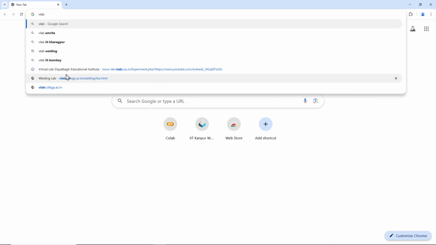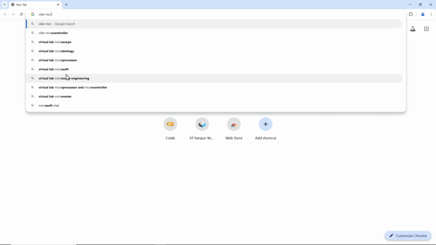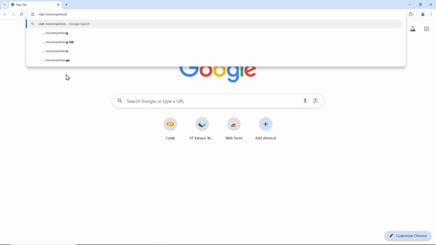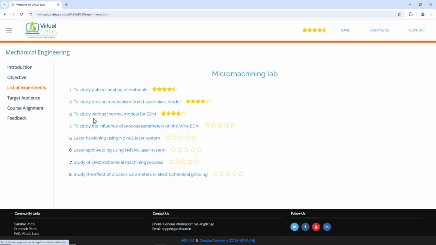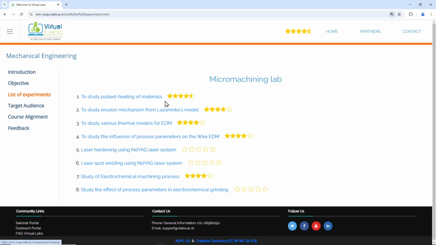I will search for VLab micro machining here. If I put this in Google, you see on the second page, the micro machining lab. Here is the list of experiments: to study pulse heat materials, to study the erosion mechanism of Lazarenko's model. Then we have experiments on EDM, experiments 3 and 4, two experiments on laser, experiments 5 and 6, and two experiments on ECM, that is, the study of the electrochemical machining process and the effect of process parameters in electrochemical machining, and grinding. Let us first visit an experiment on EDM.